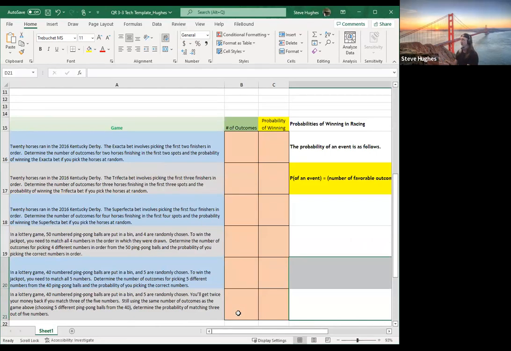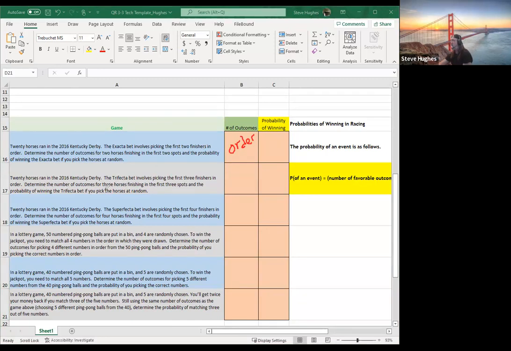All right, so the first one, we have 20 horses that ran the Kentucky Derby. What do we want to do? We want to find the exacta. What is that? That's the way the first two finishers come in, in order. We want to bet on the first two finishers in the race. Now, does the order matter? Well, it's a race, so of course order matters. For the first question, I'm just going to write it right here. This is not a formula. So order matters here.